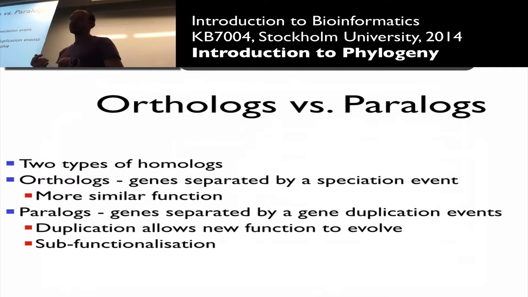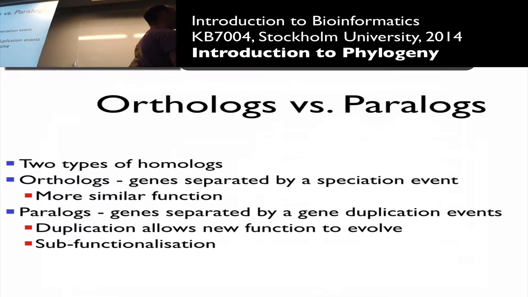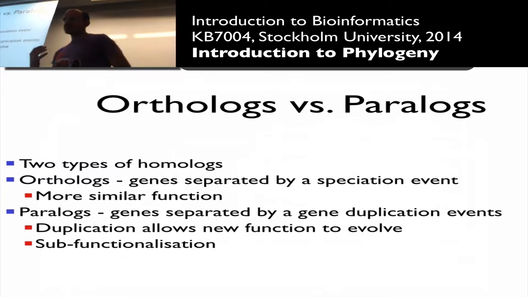The reason this is important is, as I said before, that if you have gene duplication, you can have more functional variation, but with speciation the gene still has to do the same thing. So the idea is that orthologs should have higher functional similarity than paralogs. There have been some studies of it, and it probably is like that, but it's not extremely strong. It depends how you do things.